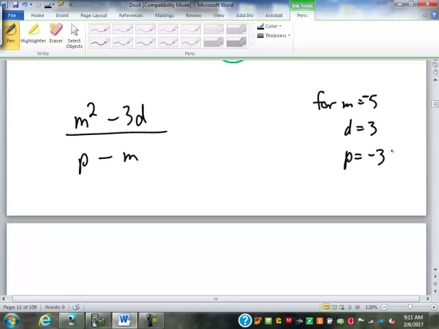So evaluate that one. M squared minus 3D over P minus M. For M is -5, D is 3, and P is -3. Try that one in your notes.